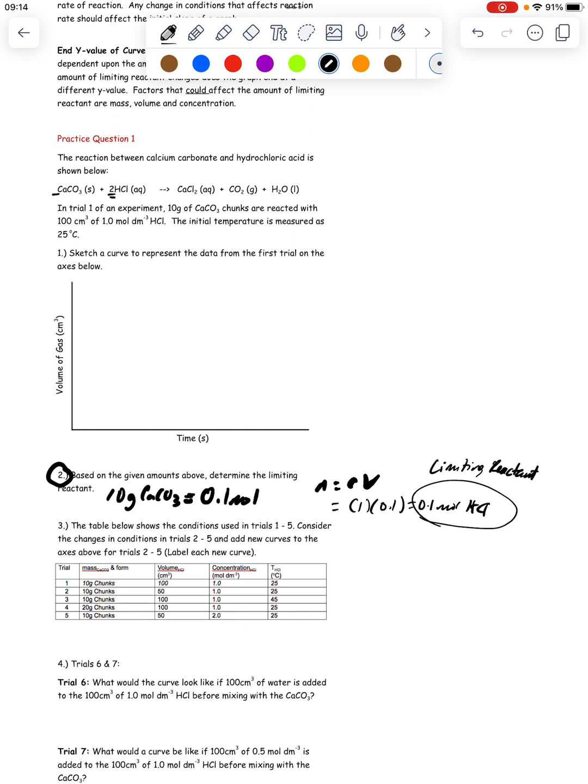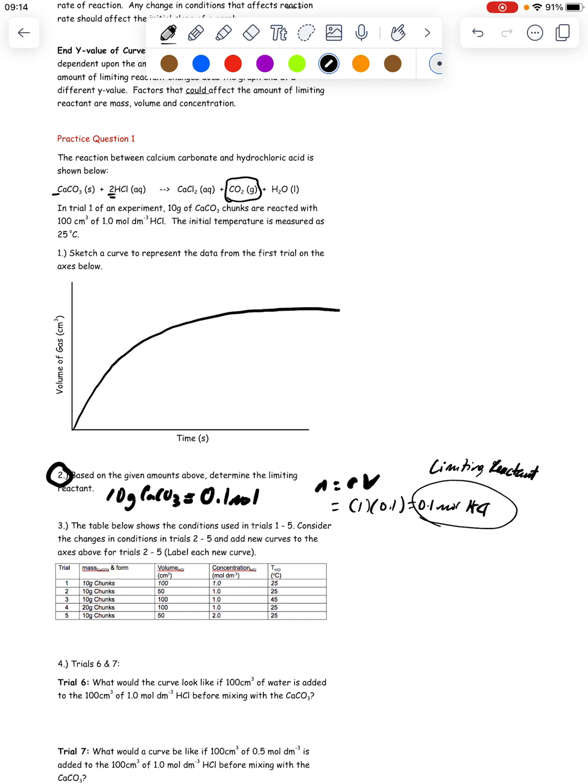Okay, so sketch a curve to represent the data from the first trial. Okay, so they've given us the amounts, and I'm measuring volume of gas over time. I can see that volume of gas is based on a product, and so products increase over time. And so the general shape that we get in these types of questions in this type of experiment is something like this. It's a product, so it increases over time.